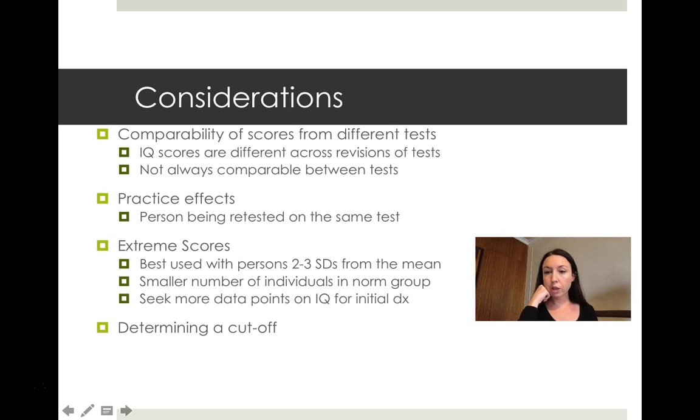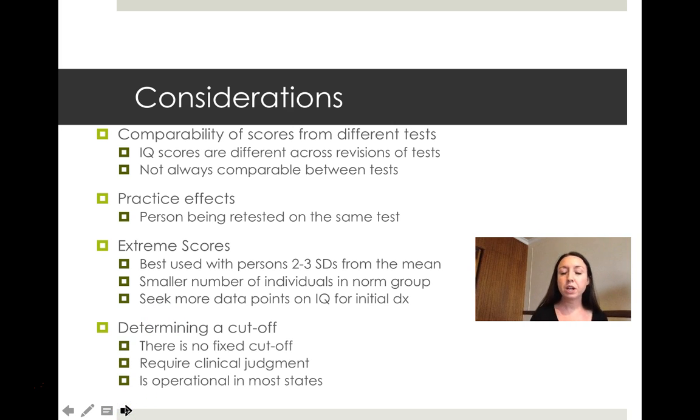So extreme scores. When we talk about extreme scores, we're talking about our population, because they obtain extreme scores on the lower end of the normal curve. In general, tests are best used with persons that fall 2 to 3 standard deviations from the mean. That could apply to our population, but if we've got somebody with real severe cognitive impairment, the scores get less reliable because there's a smaller number of individuals in that norm group. So when you're seeking initial diagnosis, it's generally considered best practice to seek more data points, more than just one IQ score for an initial diagnosis.